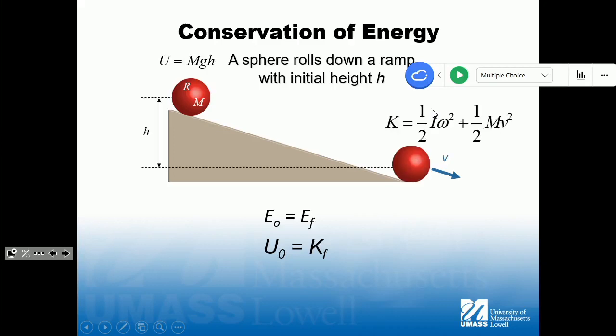I can equate these two terms to each other. The total energy at the top is mgh. The total energy at the bottom is 1/2 mv squared because it's moving with some translational speed, and 1/2 I omega squared because it's rotating. Everyone with me? And the total of the kinetics must equal my potential, from conservation of energy. Okay?